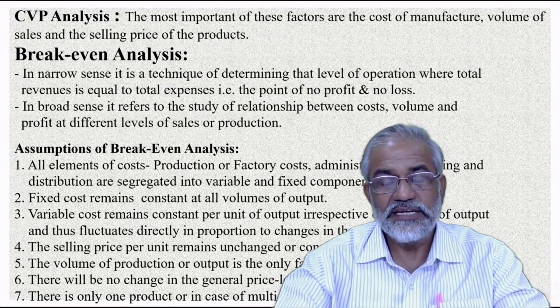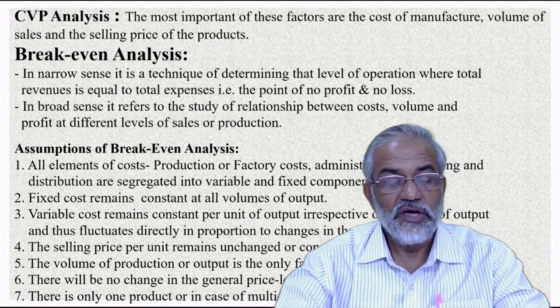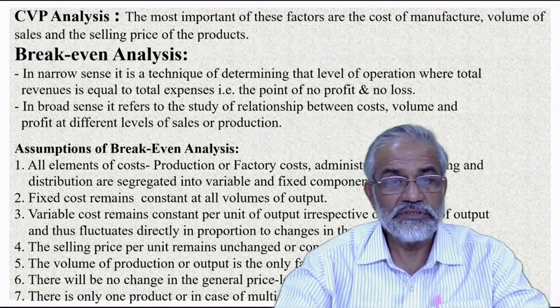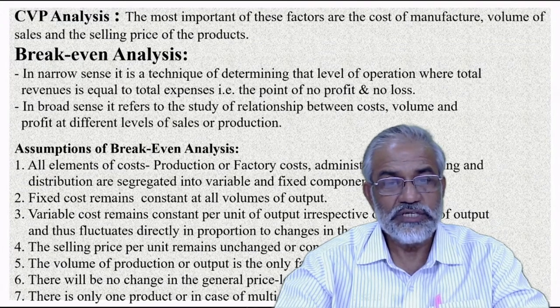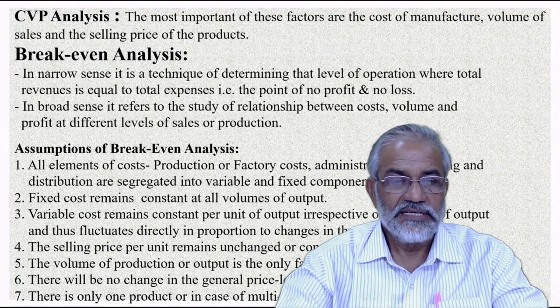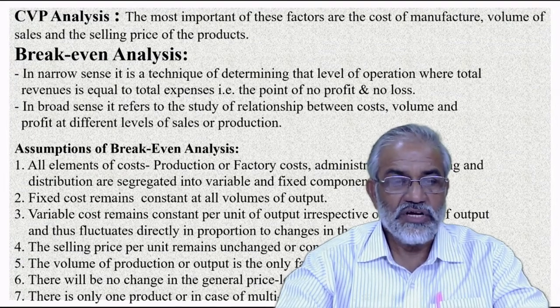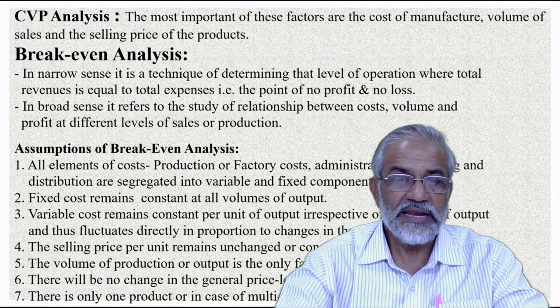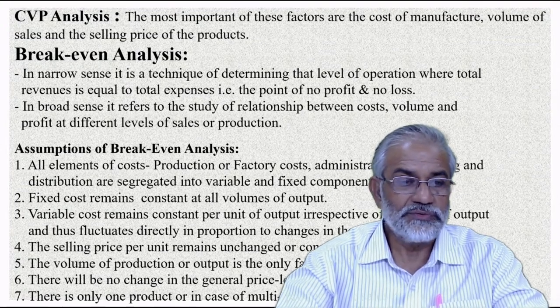The first assumption in respect of break-even analysis is that all elements of cost, production or factory cost, administrative and selling and distribution costs, are segregated into 2 segments, that is variable cost and fixed cost. Second, the fixed cost remains constant at all volumes of output. It will never undergo a change. It will remain constant for the entire volume of output.